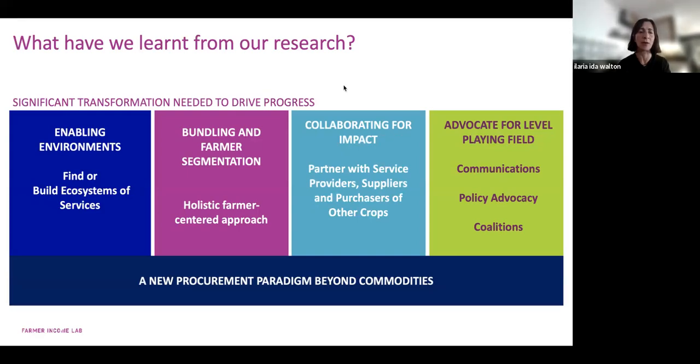Another key learning through the work of the Farmer Income Lab is that one farmer is not the same as the other. You cannot treat farmers all in the same way through your living income interventions, because farmers have unique profiles. It's the different ability to invest, the different land size that they have, and different aspirations as well, and the behaviors that drive investment. So it's important to have holistic, farmer-centered approaches in the design of living income programs.